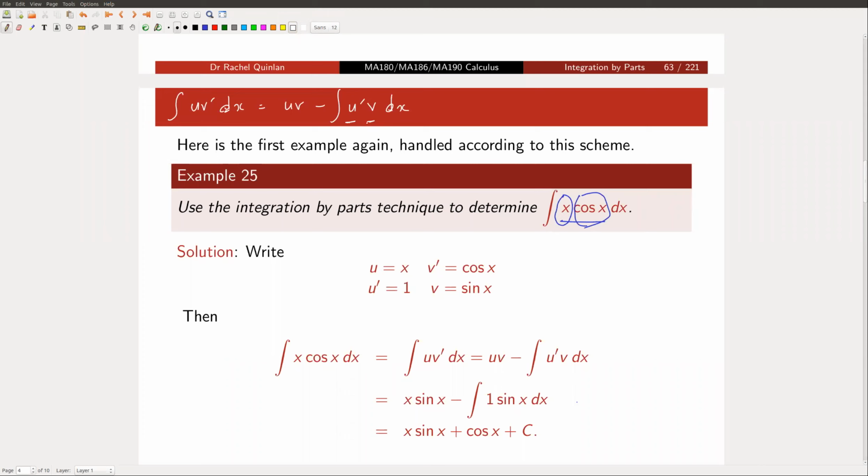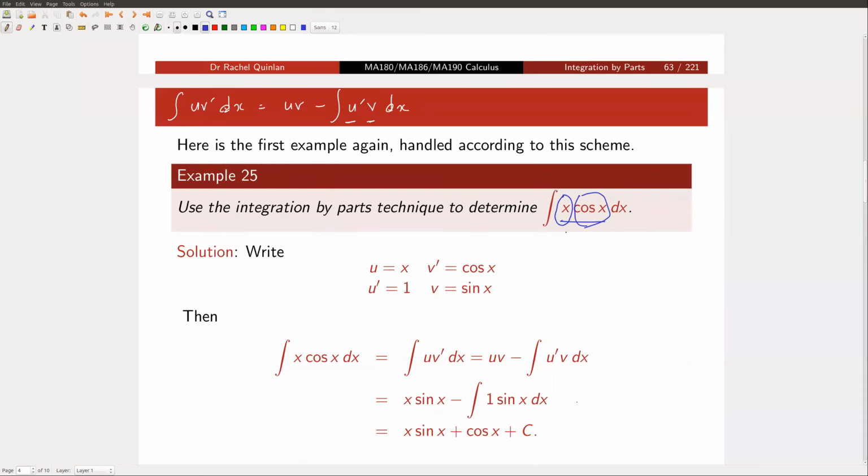And then we should plug all that into the integration by parts formula and hope that we can deal with the integral that's now on the right-hand side of it. Okay, and of course, there's a choice here to make. You've got two factors, and you have to decide which one you are going to call u and which one you are going to call v dash.